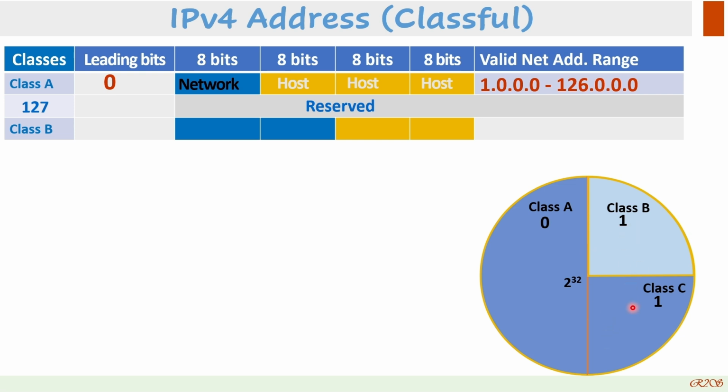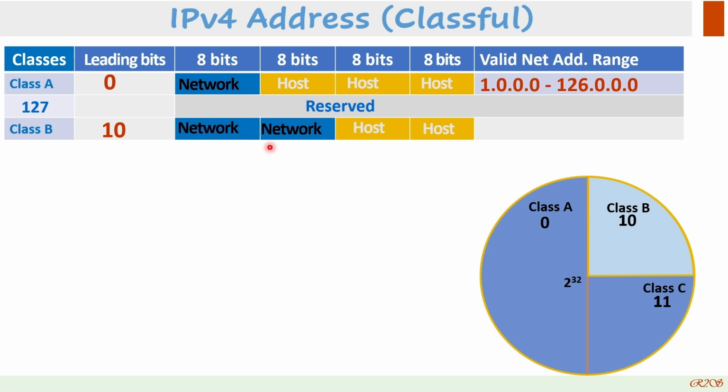Now again the same question: how can we identify class B and class C, because both start with 1? Then they added again a 0 and a 1. So they added 0 for class B and 1 for class C. That means 1 0 is now the leading bits for class B. That means 1 0 is fixed for class B.